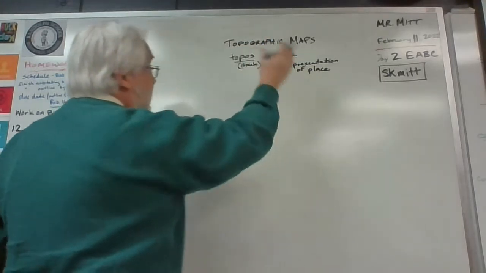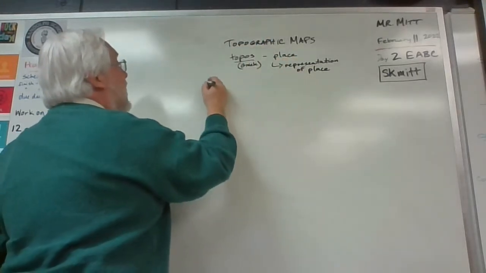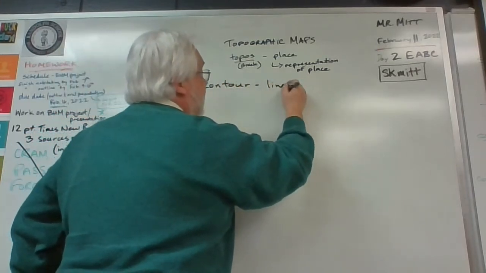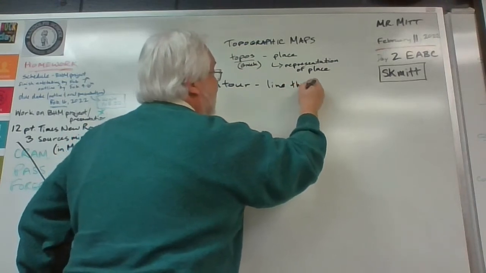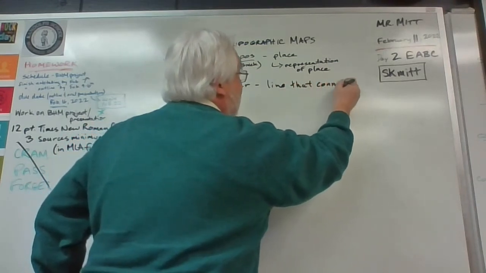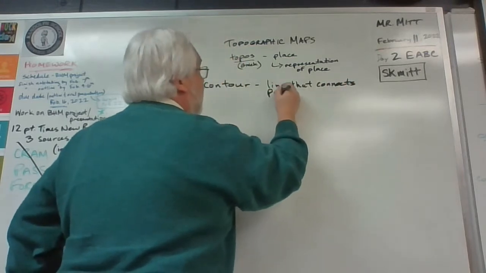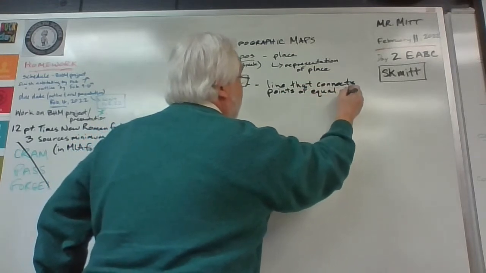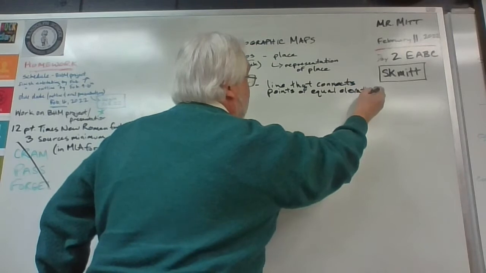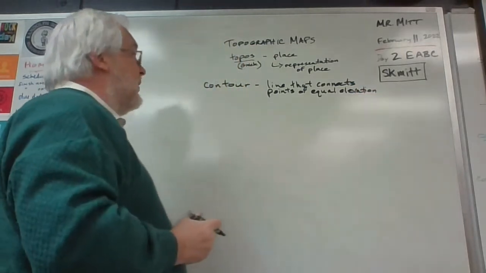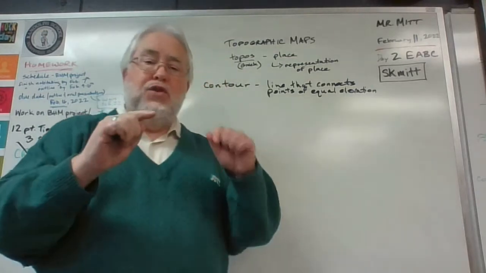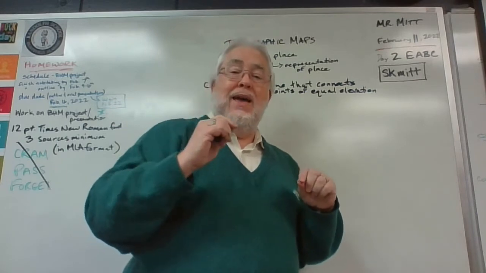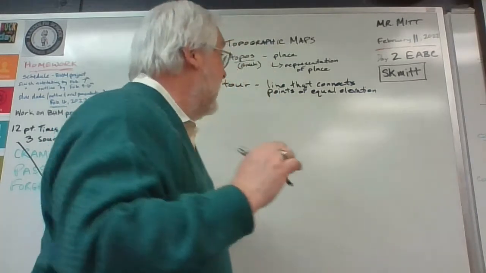So a key thing, since these are sometimes called contour maps, is to define the word contour. A contour is a line on this type of map that connects points of equal elevation. Anywhere you go on a particular contour, it will be the same elevation. That's the whole idea of what a contour is. It is a line that connects points of equal elevation.